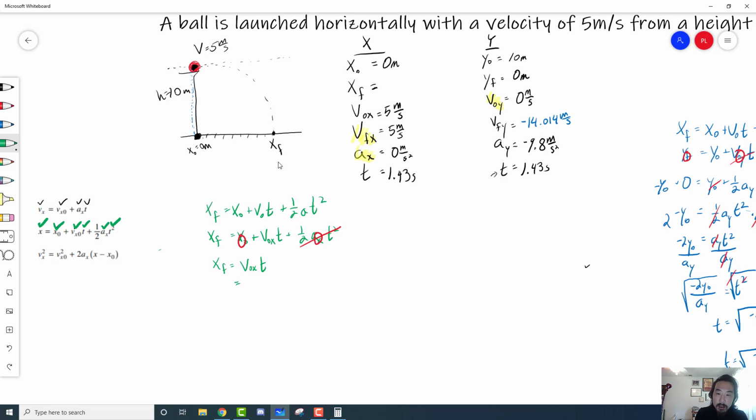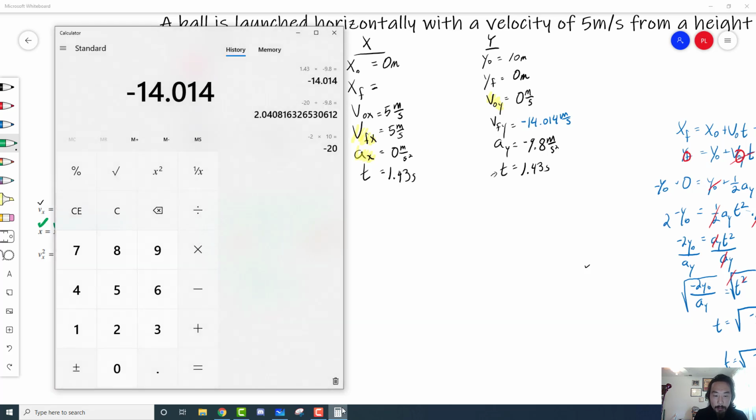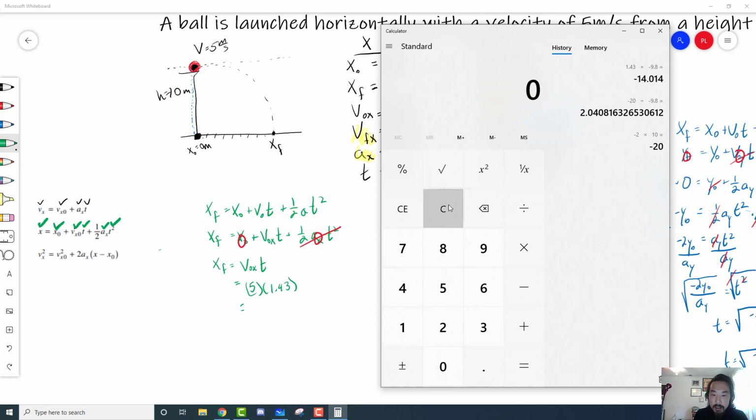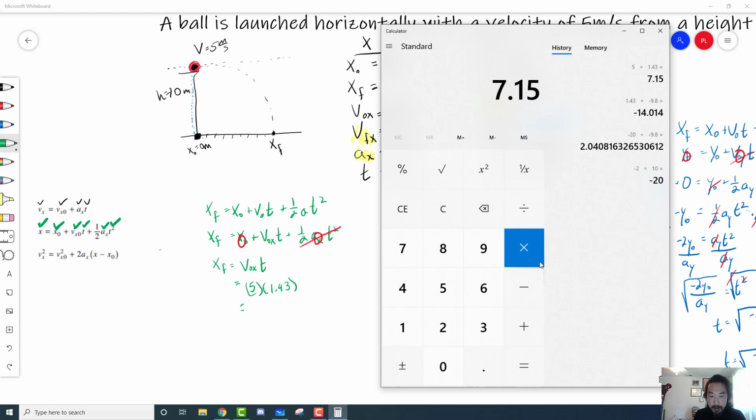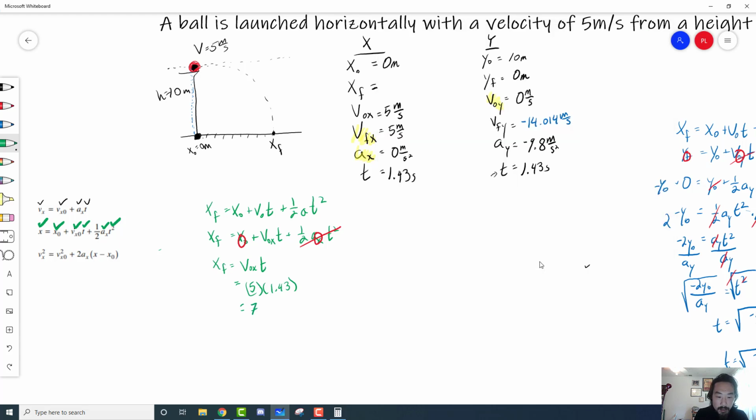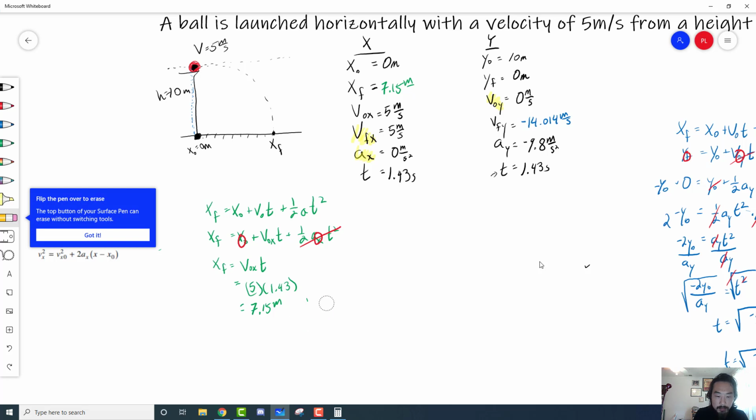Now we can plug in the numbers. v initial x is 5, and the time is 1.43. If we plug that into the calculator, 5 times 1.43 gives us 7.15. The positive simply means that it's going to the right. I'm going to write that down. So we got 7.15 meters, oops, not meters per second, excuse me. That should just be meters, because that's not the velocity. My mistake. Okay, 7.15 meters. So that's how far out it lands.